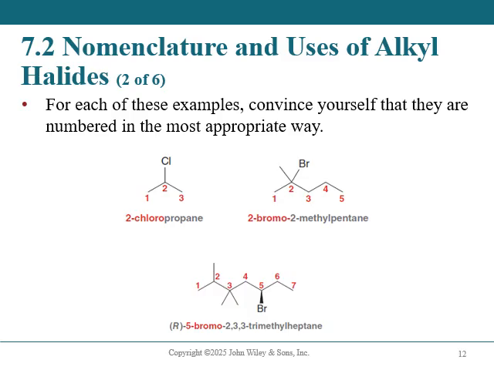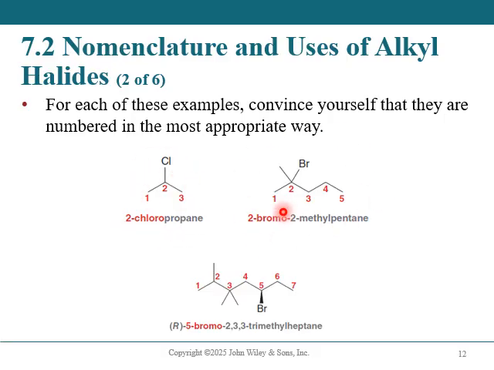For each of these examples, convince yourself that they are numbered in the most appropriate way. Let's go over each one of these. We have 2-chloropropane, so we're going to look for the longest chain, 1, 2, 3. So it could be from left to right or from right to left. In any case, position number 2 will have the chlorine, so we use the word chloro instead of chlorine, and we indicate where it's located. So in position number 2, chloropropane. That will be the name of this compound.